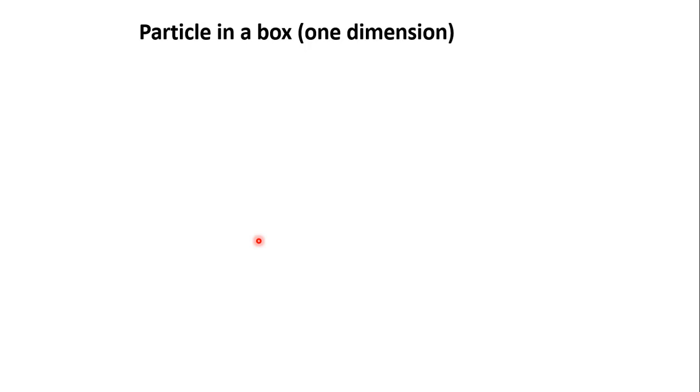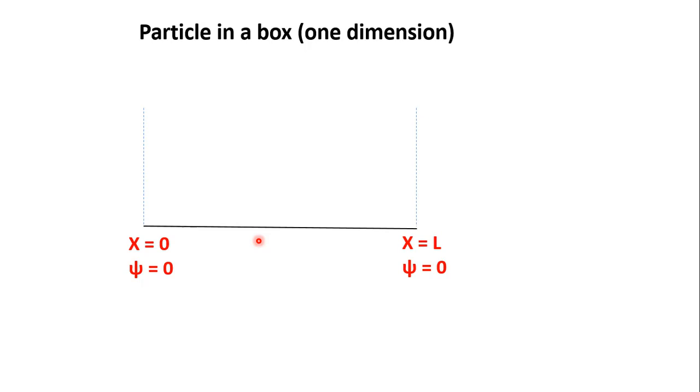Consider the particle in a box in one dimension. We'll consider only the x-axis. When x is equal to 0, the value of the wave function psi is equal to 0. And when x is equal to L, the value of the wave function psi is equal to 0. x equal to 0 and x equal to L are the boundaries of the particle in a box.